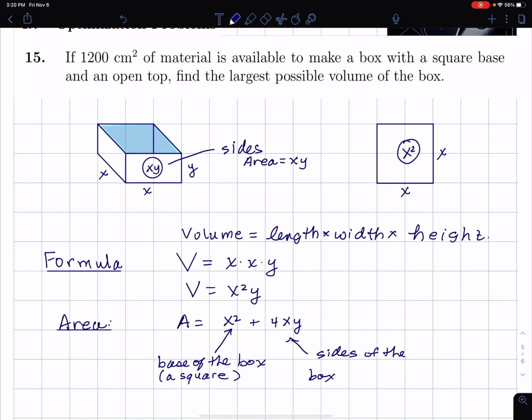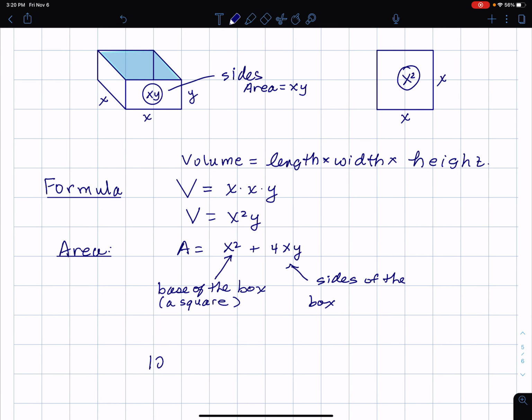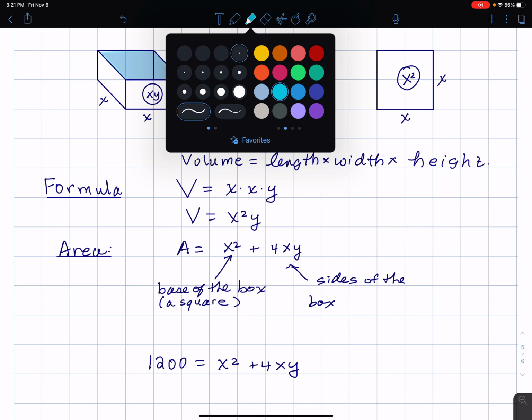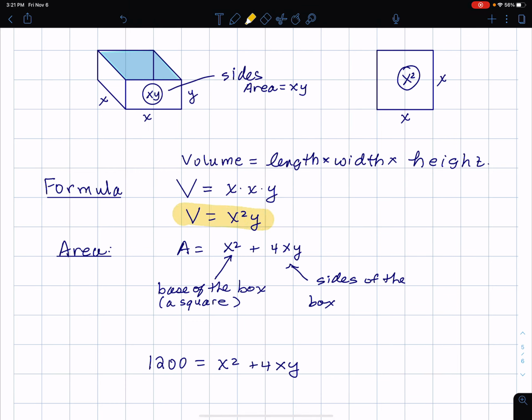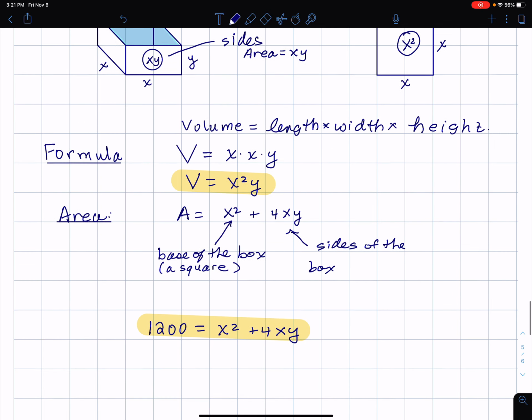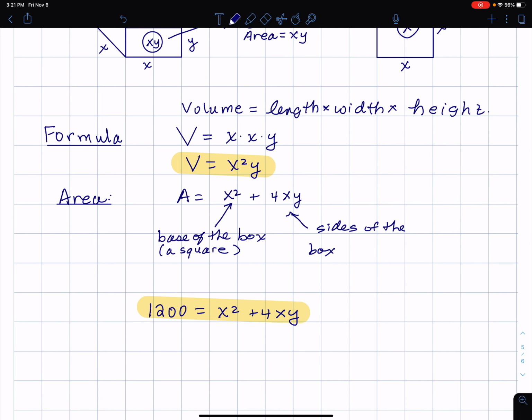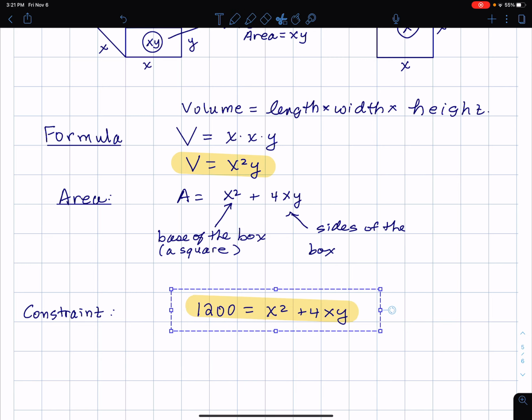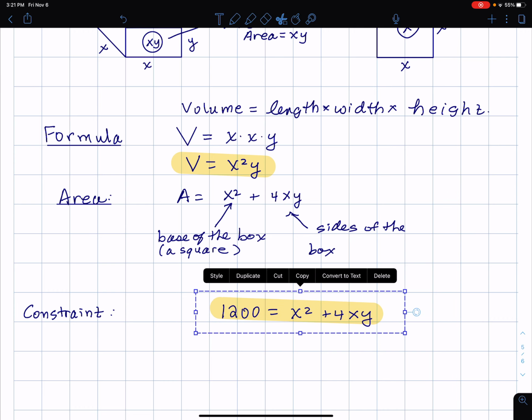All right. So the area is 1200 centimeters squared, and that's equal to x squared plus 4xy. So we have these formulas. I guess I'll highlight them, even though it's not the final answer, but still, let's highlight those two. And this is what we call a constraint. These are constraint problems. So we're trying to find a maximum value for the volume given the constraint that x squared plus 4xy is equal to 1200.